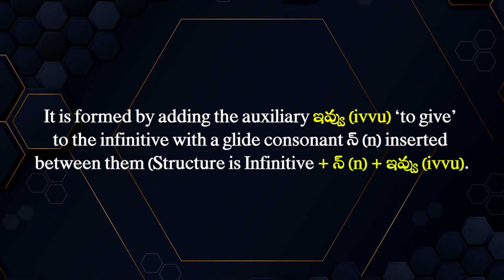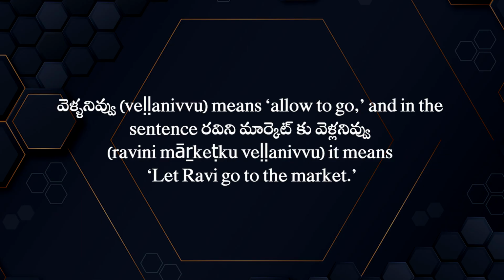Next one, permissive auxiliary, ivvu. The permissive construction expresses the idea of letting or allowing an action to take place. It is formed by adding the auxiliary ivvu, meaning to give, to the infinitive with a glide consonant nu inserted between them. The structure is infinitive plus nu plus ivvu. For example, వెళ్ళనివ్వు means allow to go, and in the sentence రవిని మార్కెట్కు వెళ్ళనివ్వు, it means let Ravi go to the market.